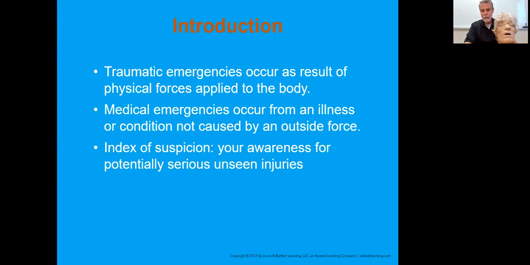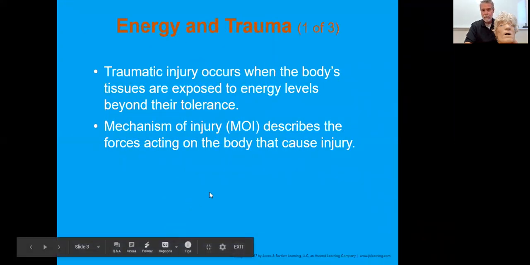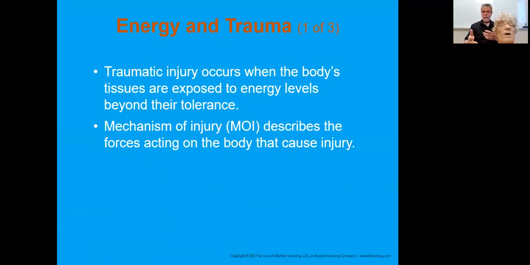But there's index of suspicion, and then there's also the mechanism of injury. Mechanism of injury describes the forces that were acting on the body that actually caused that injury. The definition of traumatic injuries is when the body's tissues are exposed to energy levels beyond what they can tolerate. For example, you can twist your finger and it's got this joint and so it bends. But what if that were caught in a piece of machinery and then just continued to twist? So again, that's just part of the introduction to energy and trauma.